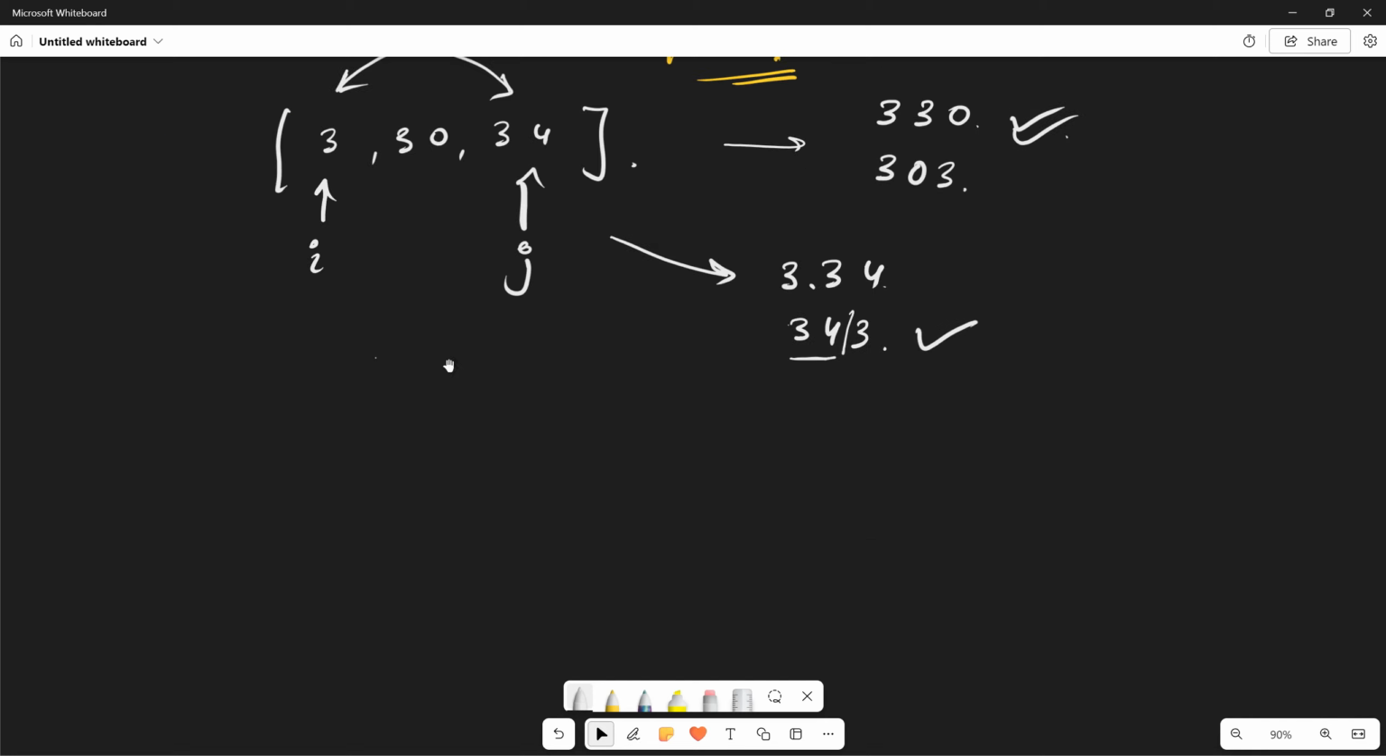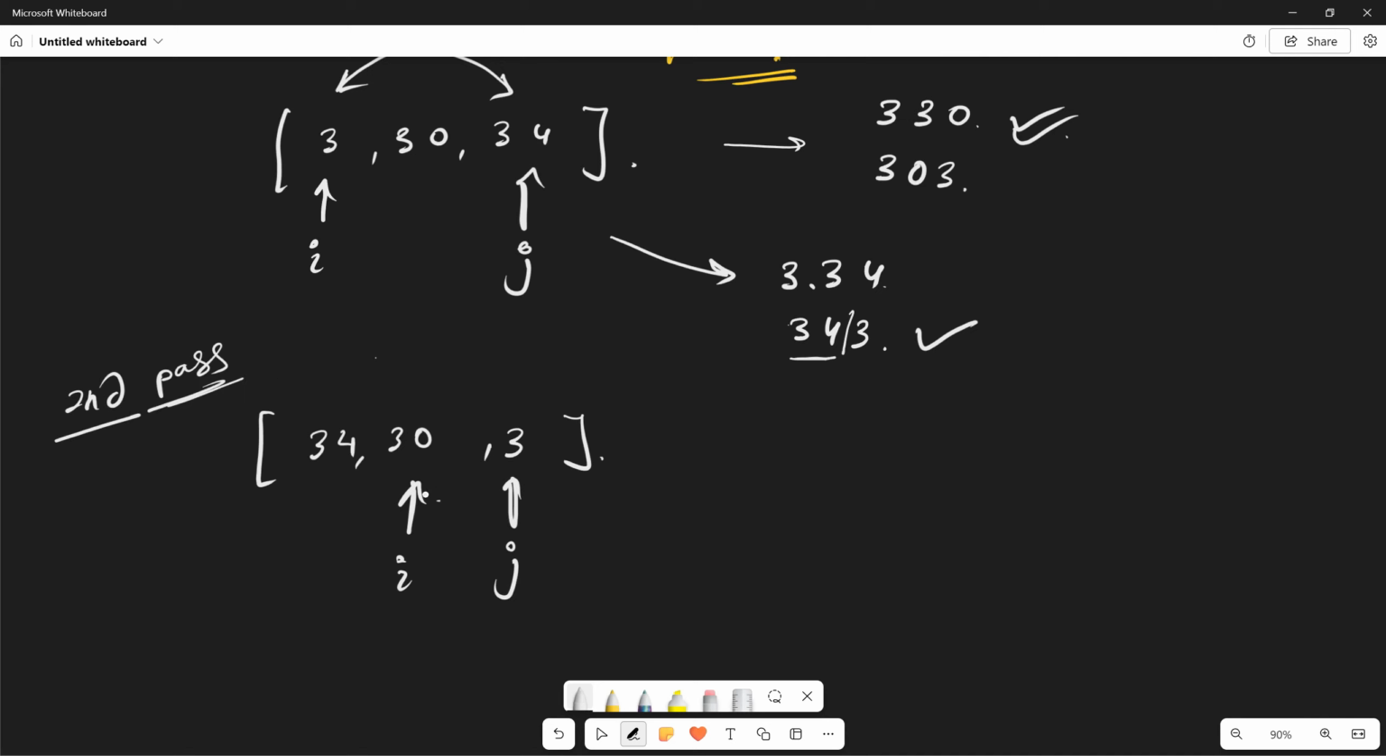So after swapping, the array would look like 3, 30, 34, 3 and the pointers are at the same position, and here the jth would be incremented and go out of bound. Now when the jth pointer goes out of bound, we will increment this ith pointer to the next location. Now again the jth pointer would be initialized to i plus 1. This is the second pass.